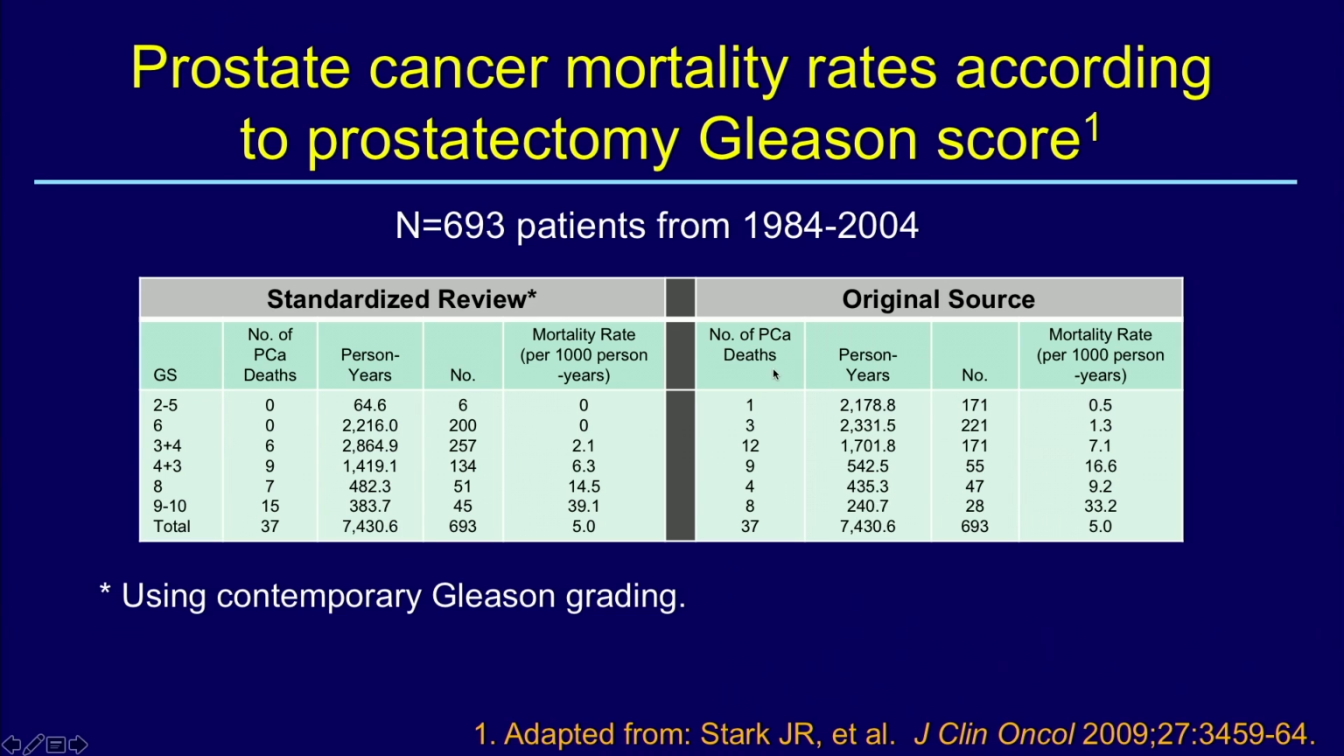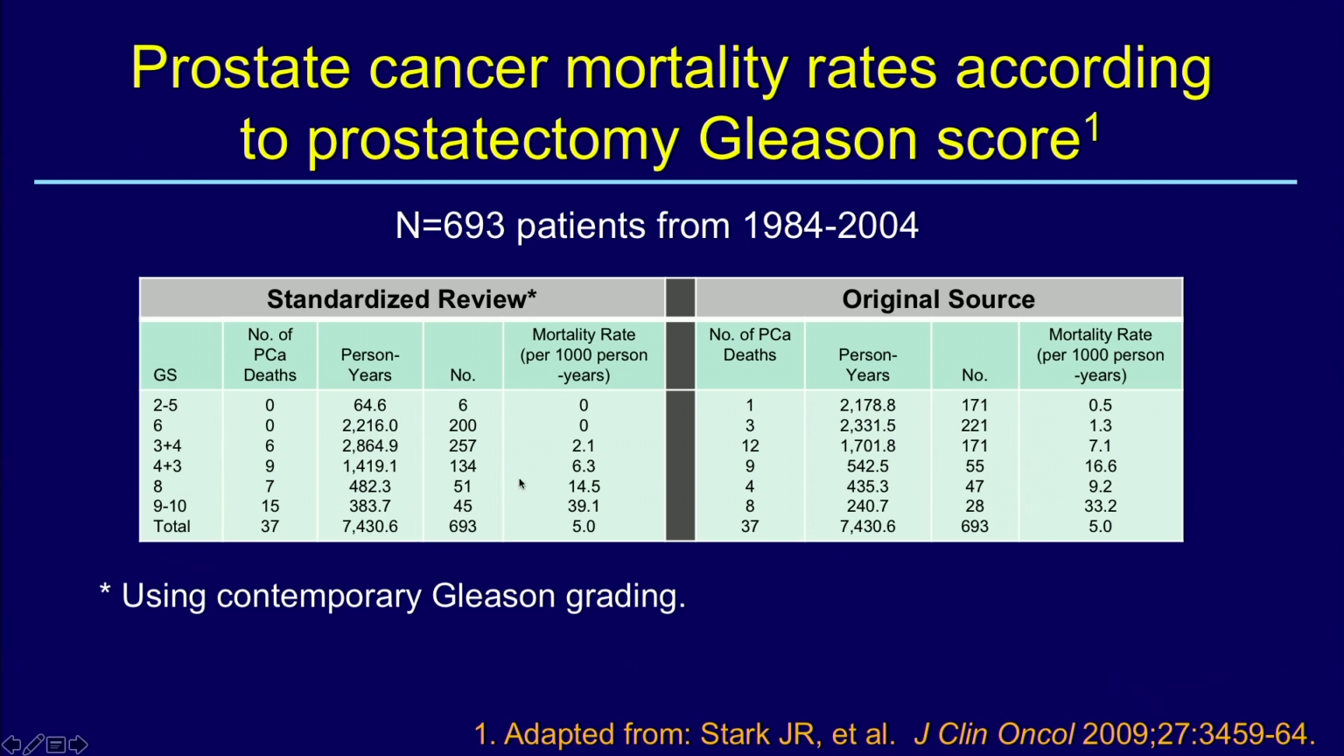And they looked at prostate cancer-specific mortality in their database over time. And you can see that mortality occurred over all grades. Here are the grades: 2 to 5, 6, 3 plus 4, 4 plus 3, 8, 9 to 10. And they had mortality over all of these grades. Even very low grades had a real, small, but real mortality rate, all over the place. And in fact, if you look at this, 4 plus 3s did actually worse than Gleason 8 in the original scheme. By rescoring them, which is what they've done here, they've recategorized all of these tumors.